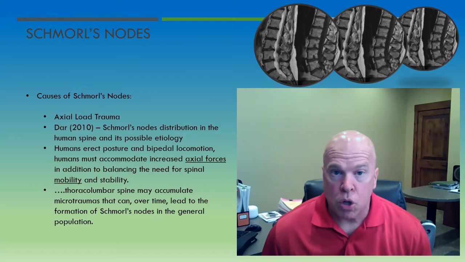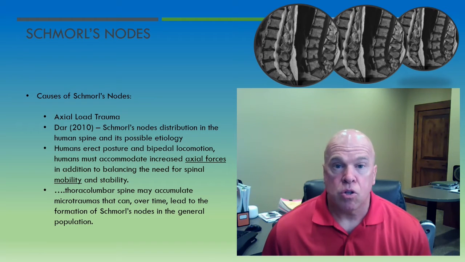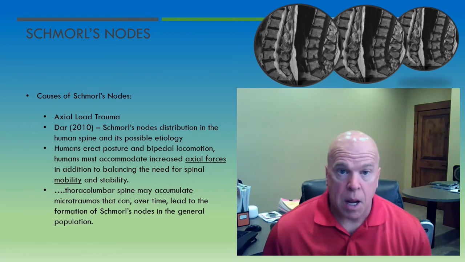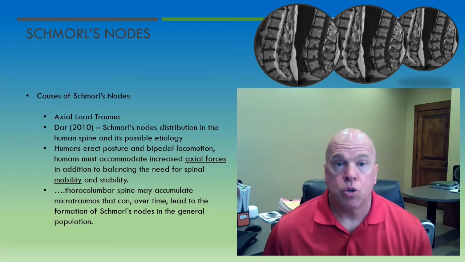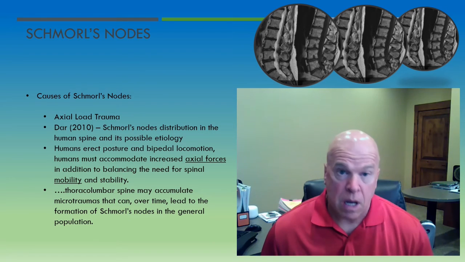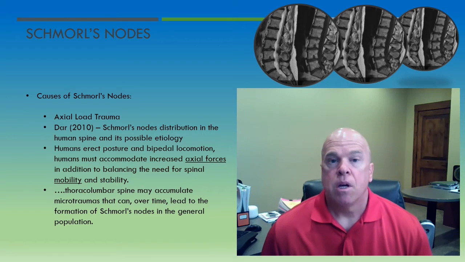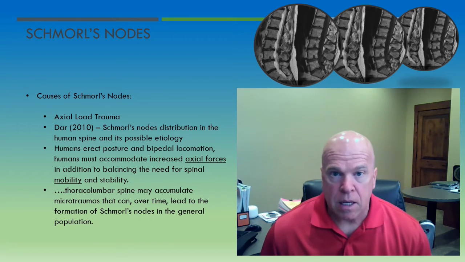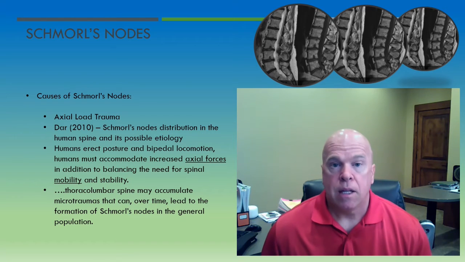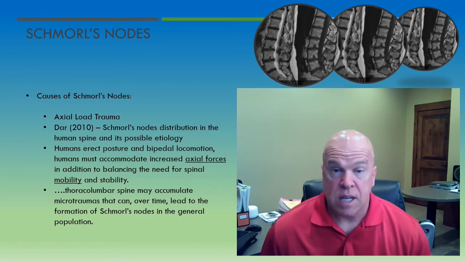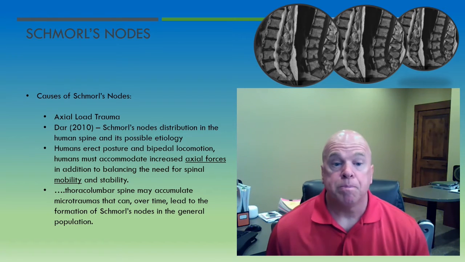So Schmorl's nodes found in other parts of the spine, such as the cervical spine, the upper thoracic spine, or the lower lumbar spine, may not be due to axial load trauma, but may be due to some of the other causes that we previously discussed. But for those Schmorl's nodes found in the thoracolumbar region, those are the ones most likely to be due to axial loading, and these are most likely going to be the types of Schmorl's nodes and mechanisms of injury that you're going to encounter with your examinees in the workers' compensation system.